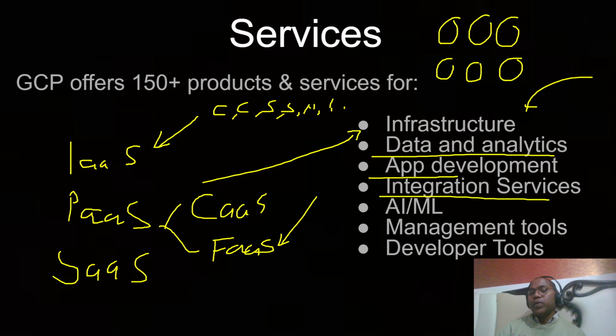Integration services: many times you want your application to communicate from one service to another. What are the communication protocols and channels, how do microservices communicate, how does your application communicate with third parties, what infrastructure and hardware are required, and what protocols are required to support this? These services are also supported by GCP.